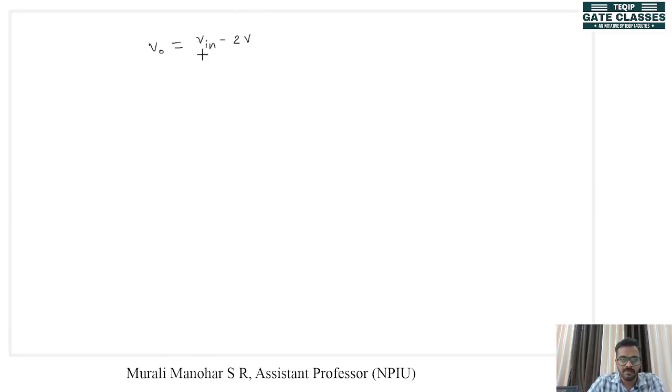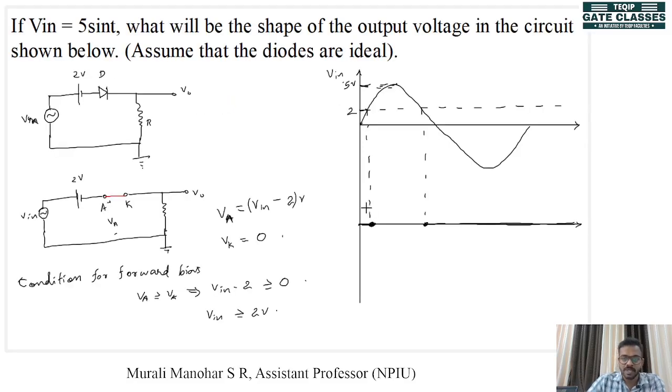So when V in is equal to 2, what will we get? V out equal to 0. When V in is equal to 5 volt, V out will be equal to 3 volt, right? So from this point onwards, we will get a sine wave, and the shape will be sinusoidal, but the peak will be 5 minus 2, which is 3 volt. So this is the shape of your output voltage.